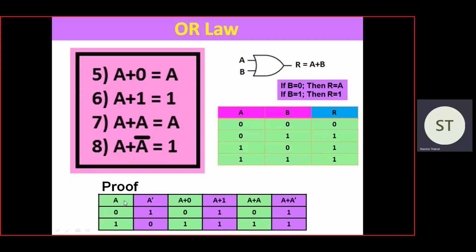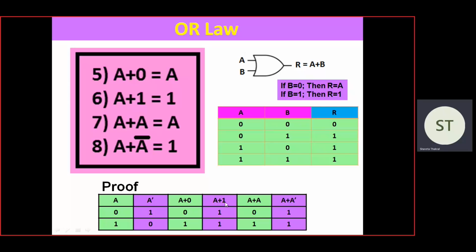We have taken here A complement, here A plus 0. So we can check if A is 0, A complement will be 1. If A is 1, A complement will be 0. So first we check A ORed with 0. 0 ORed with 0, result is 0. If 1 is ORed with 0, result is 1. So we can see this A ORed with 0 matches A. So we have result here A.